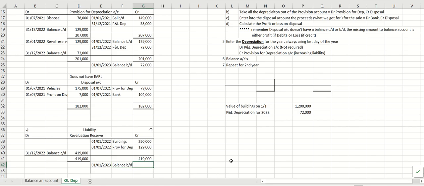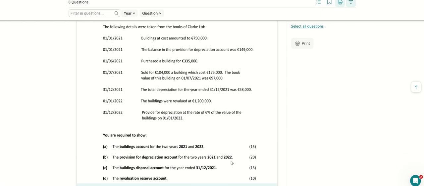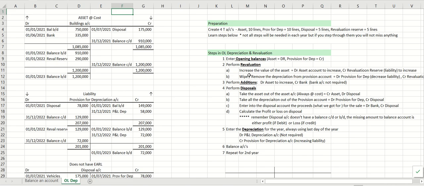Balance BD below the total, same amount as balance CD. Okay, so we're done and dusted now, people, right? So what we've done, we've met all the criteria for the question. They've asked us for the buildings account for 2 years, 15 marks.